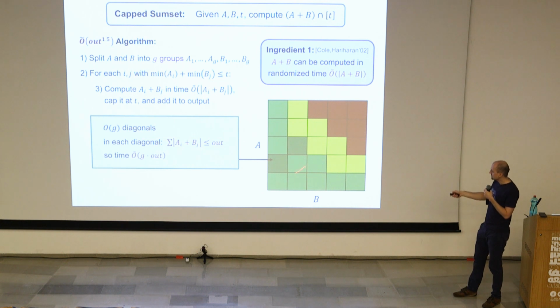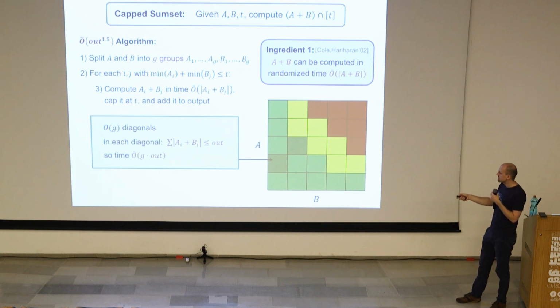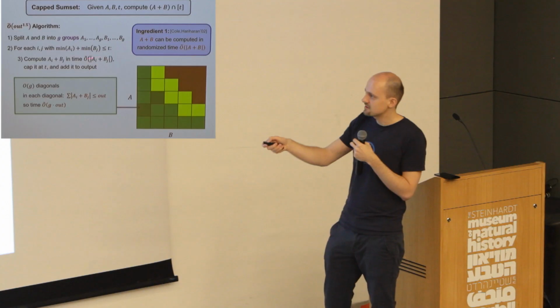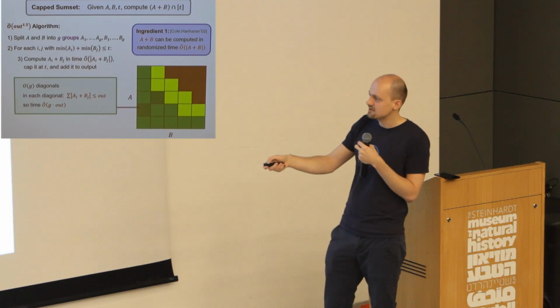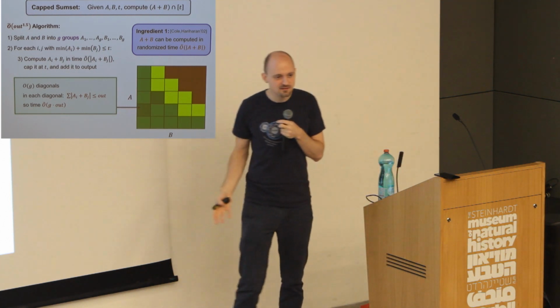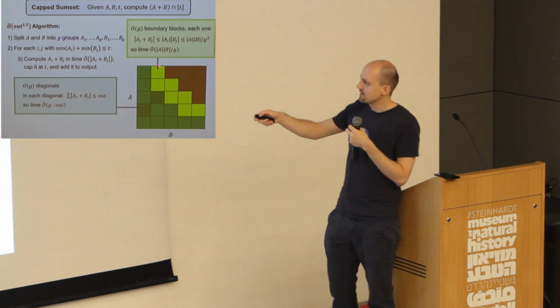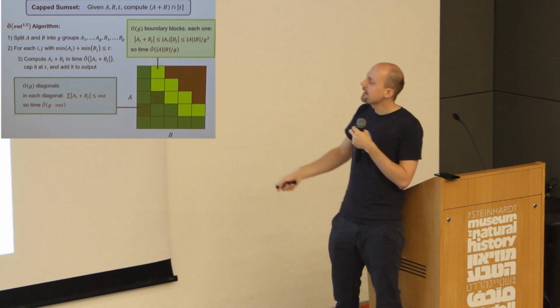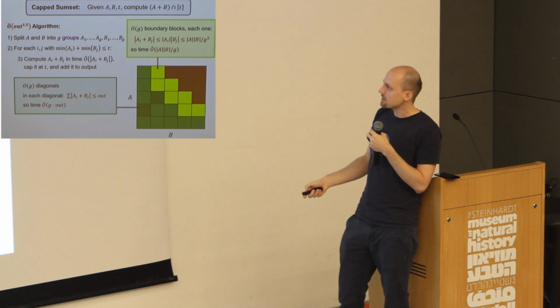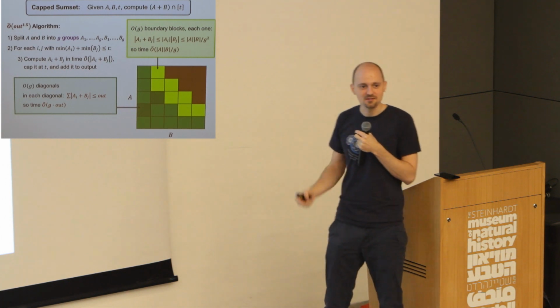That there are about g many diagonals, one for every group, 2g, I guess. And within each diagonal, the total sum set size is at most the output size. And because this is also the running time that we spend on this, the total running time is g times the output size. Right? G many diagonals, each one takes time the output size. And then we have the boundary blocks, and there we just do the easy brute force algorithm.